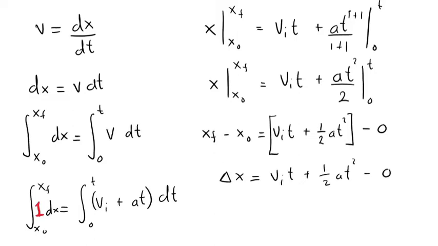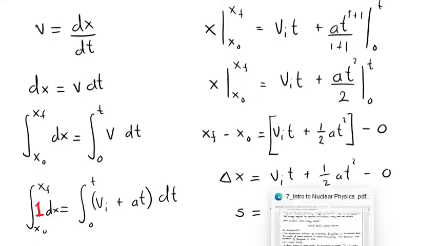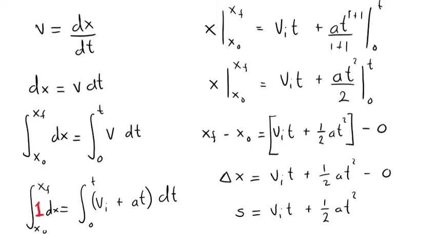So the change in x, let's just call it s. So s is the change in displacement, in which s is equals to initial velocity multiplied by time plus half a t squared. So there we have it. This is the second equation of motion.